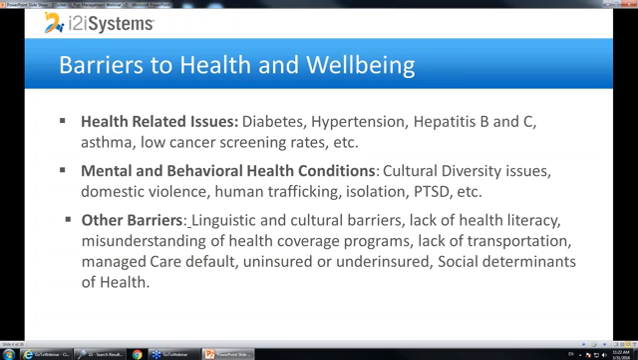Other issues that we encounter are mental and behavioral health conditions, such as cultural diversity issues, domestic violence, human trafficking, isolation, and PTSD. Some social determinants of health that we encounter as barriers are linguistic and cultural barriers, lack of health literacy, misunderstanding of the health coverage programs, which I think even we sometimes misunderstand, lack of transportation, managed care defaults, and being underinsured or uninsured.